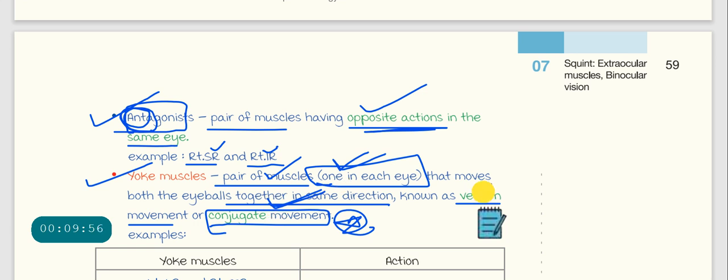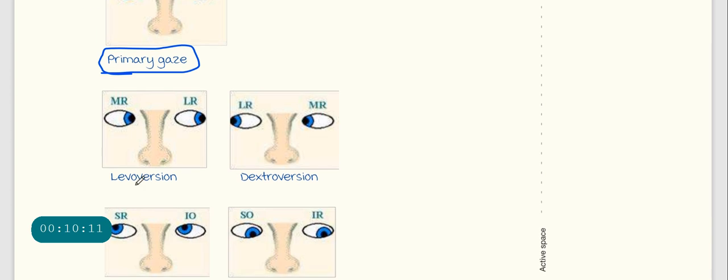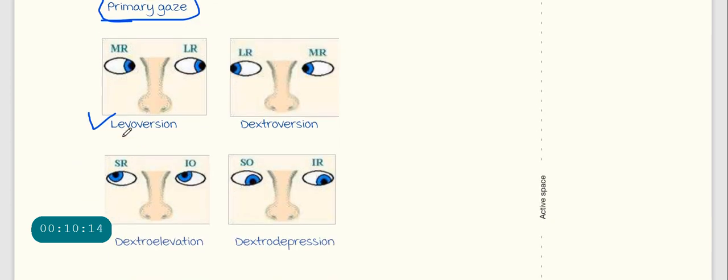Now let us learn about some movements. The primary movement or the normal movement that you see in the front, this is known as primary gaze. Now levoversion is what? Moving to a particular side over here. Assume that this was the object, so you are looking at this object and your eyes turn towards this direction. This is levoversion. Dextroversion is again in the opposite direction.